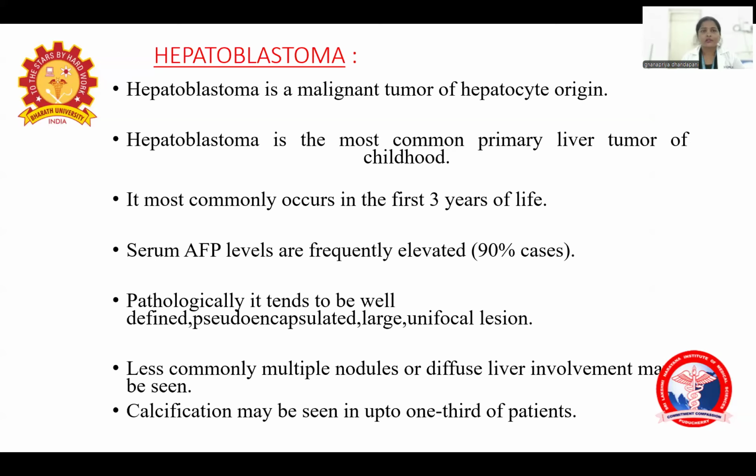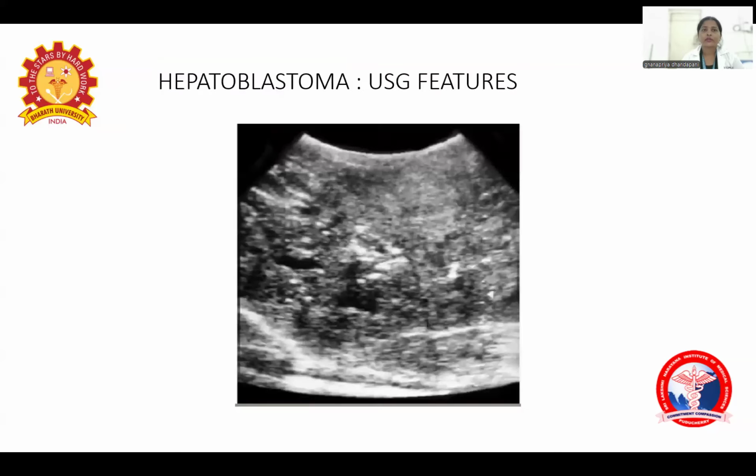Coming to the other neoplasm, which is the hepatoblastoma, it is a malignant tumor of hepatocyte origin. It is the most common primary liver tumor of childhood. It usually occurs in the first 3 years of life. Serum AFP levels are frequently elevated. Pathologically, it tends to be a well-defined, pseudo-encapsulated, large, unifocal lesion. Less commonly, it occurs as multiple nodules, or diffuse liver involvement can also be seen. Calcification is also seen in up to one third of patients.